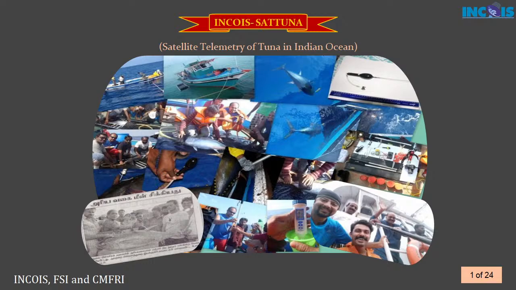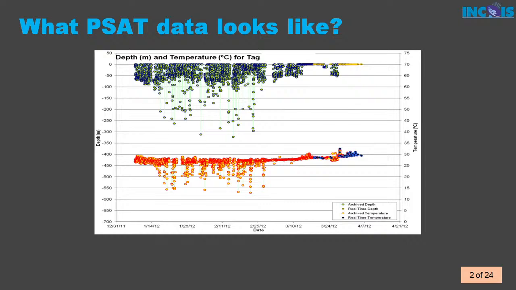This is a nice album that summarizes the program, and I'll show you what kind of data it gives us. During the journey of the fish, as long as the tag is on the fish, it will collect different kinds of data. Here two types of variables are plotted. One is the depth, which gives us the idea about the diving patterns, and the depth you should read on the left hand axis. On the same graph I have plotted temperature, and you should read the temperature numbers on the right hand axis. Corresponding to each timestamp, you get depth as well as temperature in this graph.